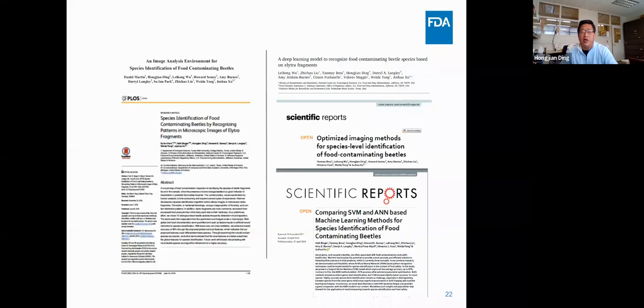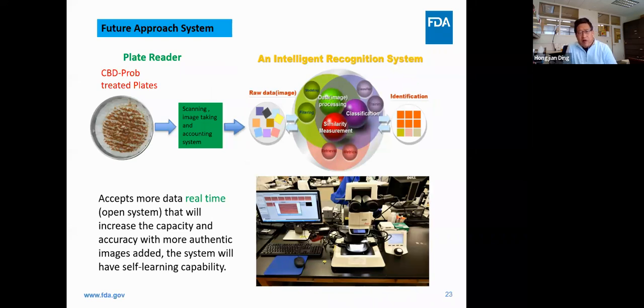This part is done by our NCTR bioinformatics person over there. I have a computer scientist working with the algorithm and AI technology. So, at the very beginning, I told you what we do as an entomologist in the FDA, but that's the current approach.